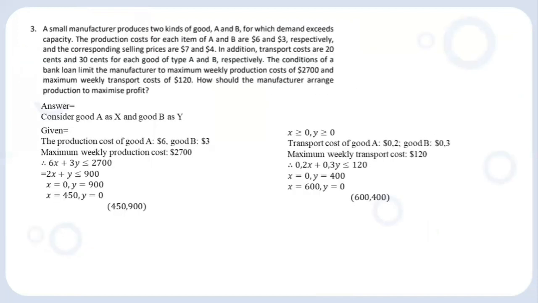3. A small manufacturer produces two kinds of goods, A and B, for which demand exceeds capacity. The production costs of each item of A and B are $6 and $3 respectively, and the corresponding selling prices are $7 and $4. In addition, transport costs are 20 cents and 30 cents for each good of type A and B respectively.